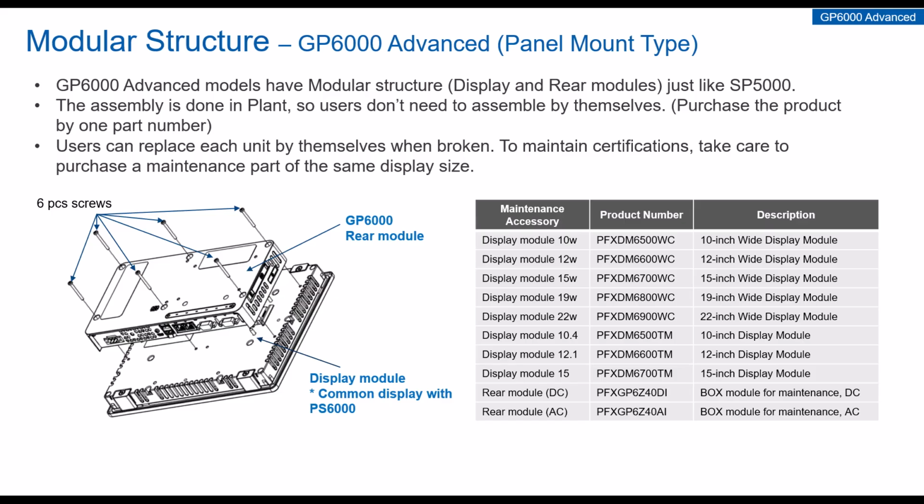Okay, here's the modular structure that we discussed. Even though, like the SP5000, it is a modular structure where you have two pieces, basically a CPU back and a display front, unlike the SP5000, these are ordered as one part number. And then they have maintenance accessories, so you can order the displays and the rear modules separately. If the display breaks, for example, you don't need to replace the whole thing. You can just take the box off, put a new display on, and you're up and running.